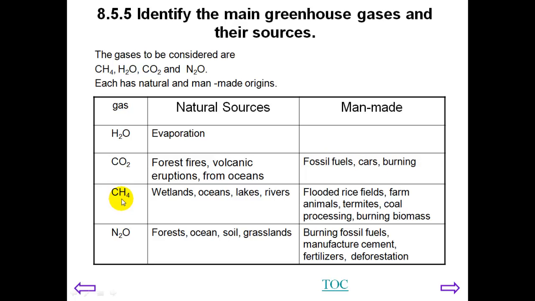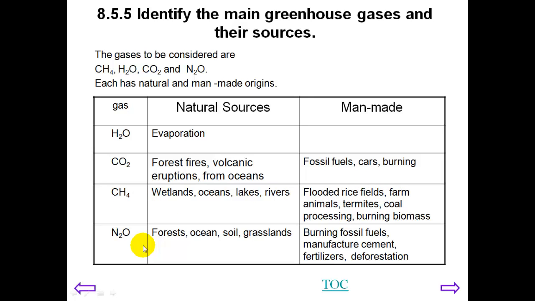Methane, CH4, this is emitted by wetlands, by oceans, by lakes and rivers, but also due to man's activity. When we flood rice fields, this produces CH4. When we farm animals, cows, they produce a lot of methane. Termites, the processing of coal, and the burning of biomass, this also produces methane. So man contributes to the amount of methane in the atmosphere.